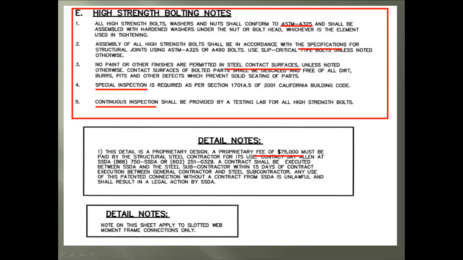We move down to the detail notes, and with the first detail note box, the SSDA connection used on this project will cost the contractor $75,000 if and when this detail is used. Not too bad, huh? And this second detail note box is specifying that all notes on this sheet are for the slotted web frame connections.